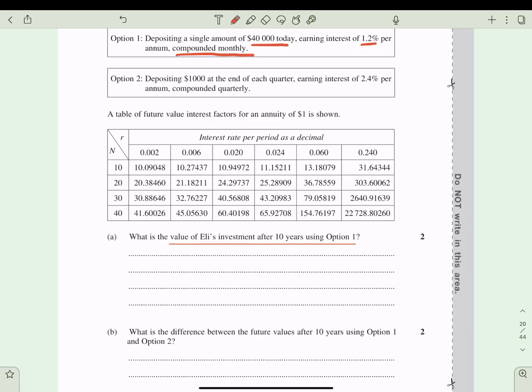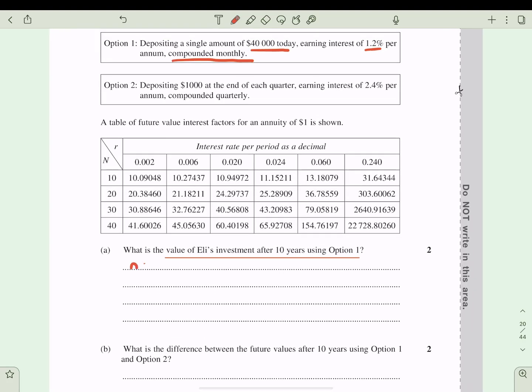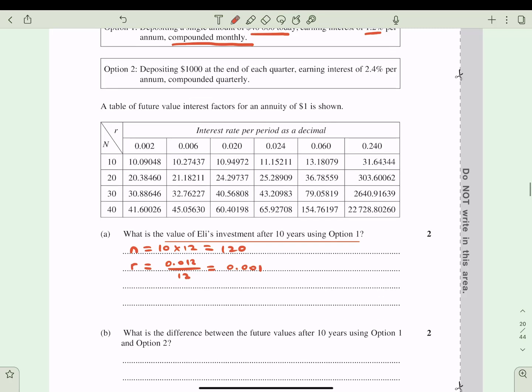So when we look for the value of n, it's actually not just going to be equal to 10, it's going to equal 10 times 12, because as I said, 1 month is one period. And moreover, the interest rate is also going to change. Before it was 0.012, now we have to divide that by 12 to get 0.001. Okay, so R is actually equal to 0.001.